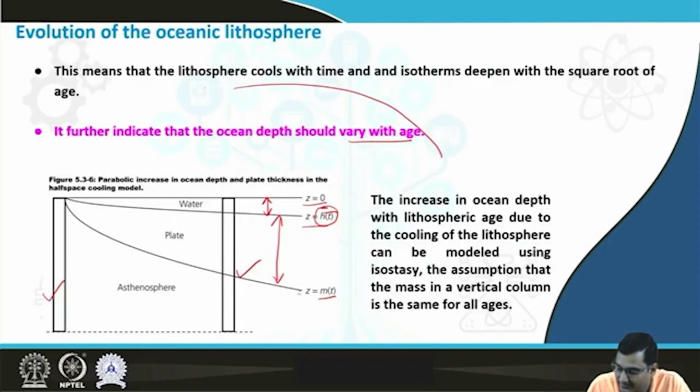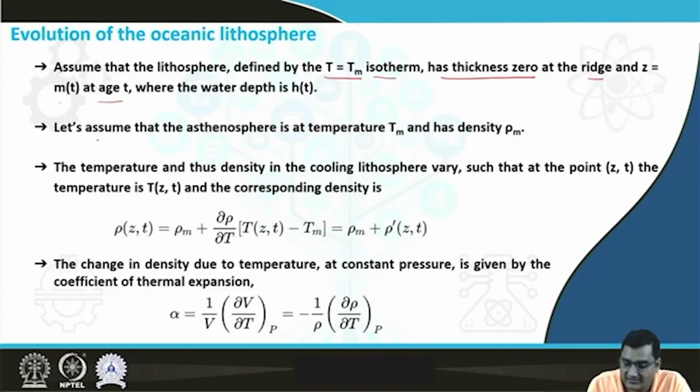So this particular lithosphere has depth 0 here, and as you move away with age the thickness will keep on increasing and reach z equal to m(t), and on top of it you have the ocean depth, or the water depth, z equal to h as a function of time. Let's assume that the asthenosphere is at constant temperature Tm and has density rho m.